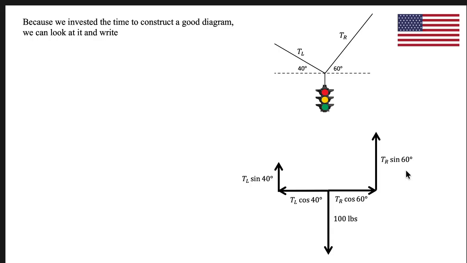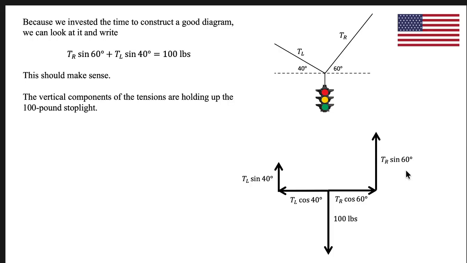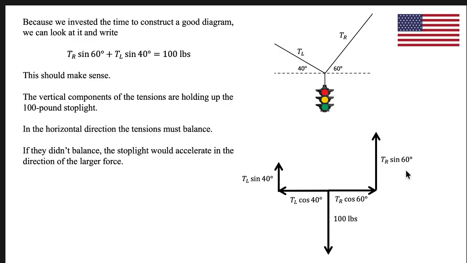Because we invested the time to make a good force diagram, we can just look at it and say, well, TL sine 40 plus TR sine 60 must be 100 pounds. That's what's holding up the stoplight. Further, in the horizontal direction, they have to balance. If they didn't balance, it would be accelerating. So in the horizontal direction, we can write TR cosine 60 equals TL cosine 40.